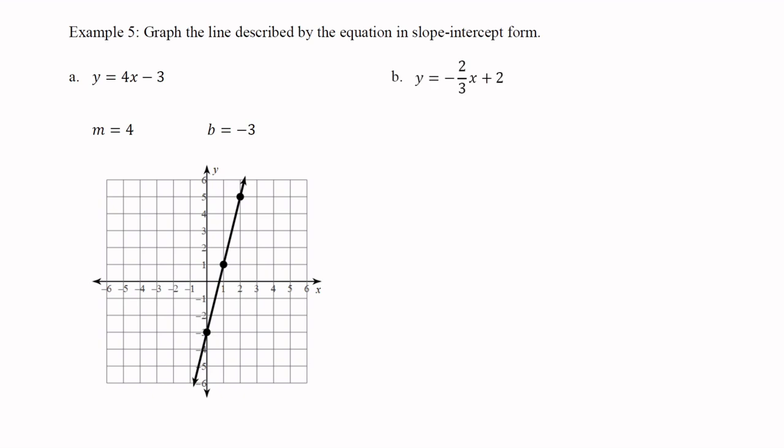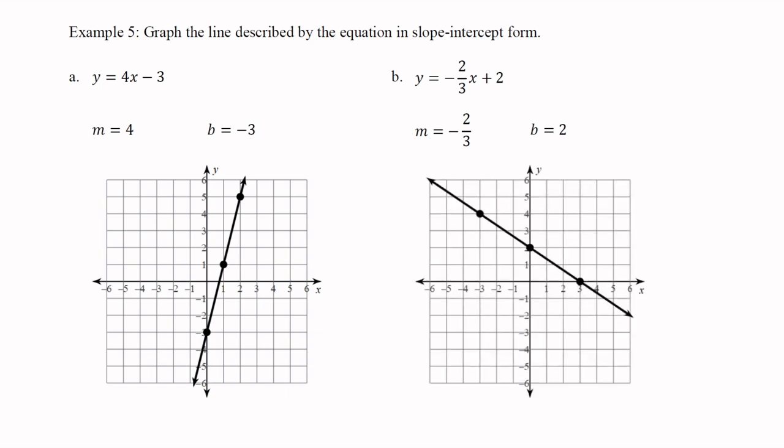For example B, we have a slope of -2/3 and a y-intercept of 2. So you start by plotting that y-intercept at y equals 2. And then you can go either down 2 and right 3, or up 2 and left 3. And in this case, you needed to do both of those to get 3 points so that you could draw your line.